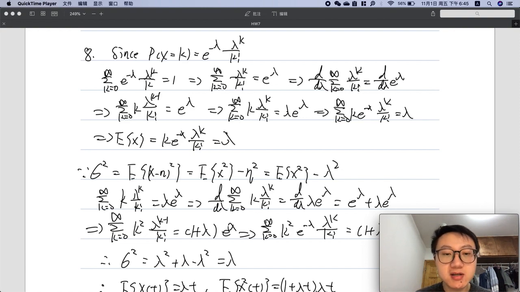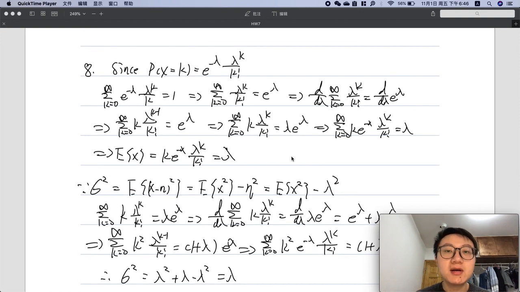And the question is, we should calculate the expected value of X(t) and the autocorrelation of t1 and t2. Well, actually, the Poisson process is very familiar to us, since we have calculated it many times in the chapters we learned before.